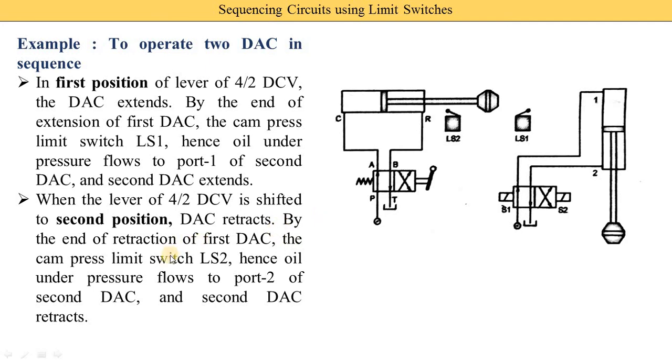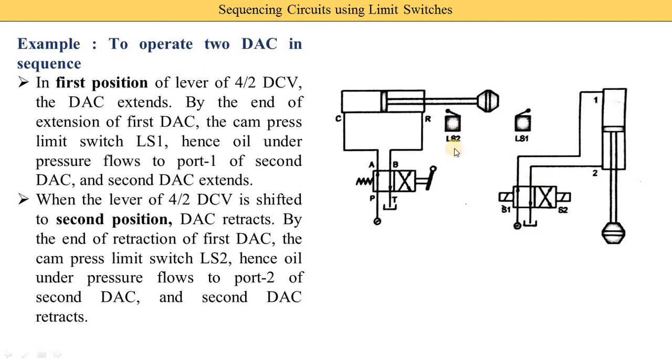By the end of the retraction of the first double acting cylinder, the clamp presses the limit switch LS2. End of the retraction means this piston is completely on the left side. At that time this clamp also comes to this position, and presses limit switch LS2. Now when LS2 is pressed, it supplies electric current to S2, solenoid 2. Hence the oil under pressure flows to port 2 of the second double acting cylinder, and the second double acting cylinder retracts.